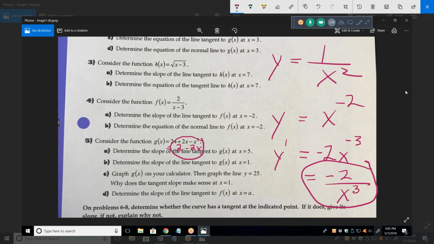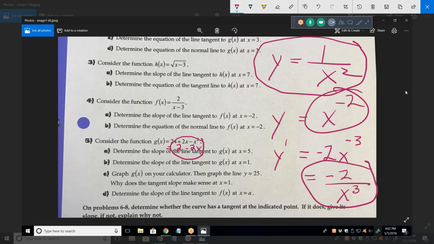But I wanted to point out that when your variable x is in the denominator, you've got to make sure you get it to the numerator before you apply the power rule. And in order to do that here, you've got to put a negative exponent on it.